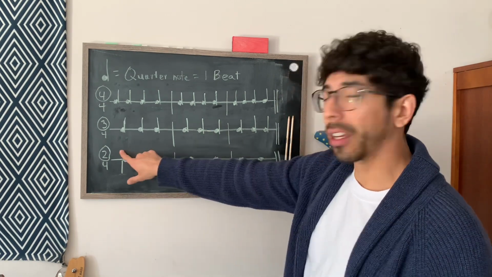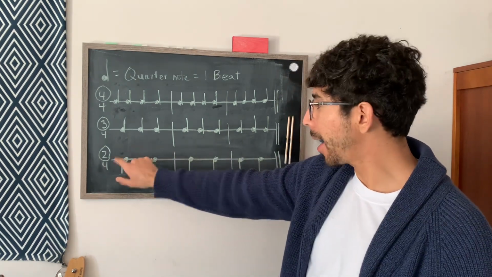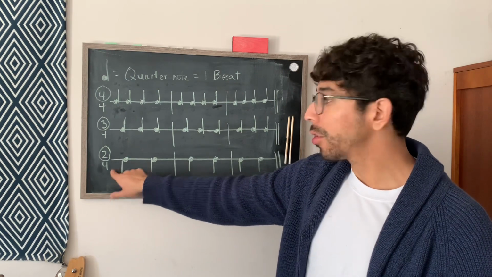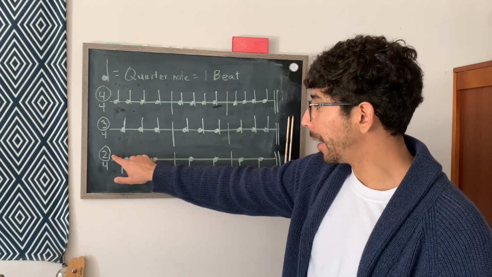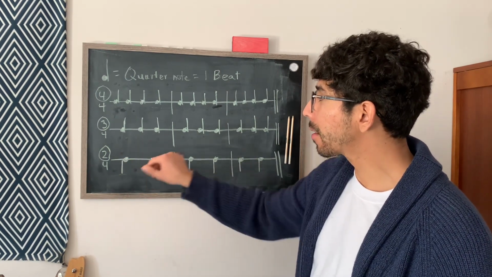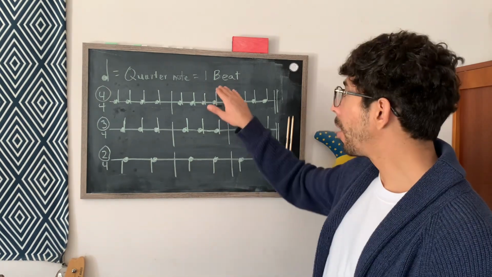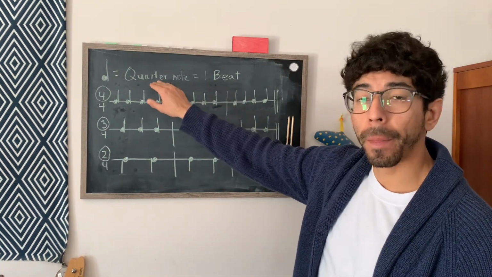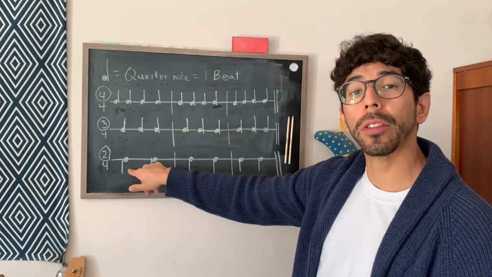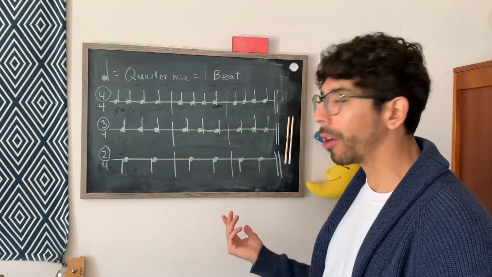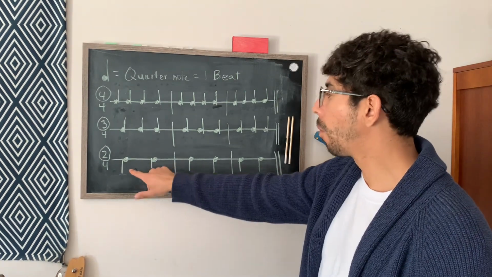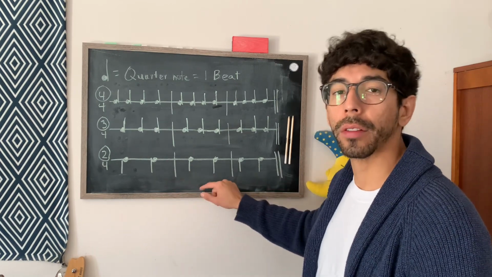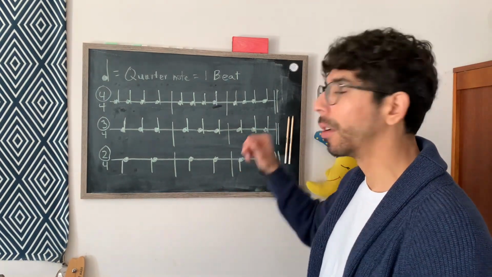And then we come to the last time signature for today, and this is 2/4. So what this one means is that there's 2 beats per measure, and if 1 beat equals a quarter note, then there's going to be 2 quarter notes per measure, and we would count this in 2s. So we'd go 1, 2, 1, 2, 1, 2.